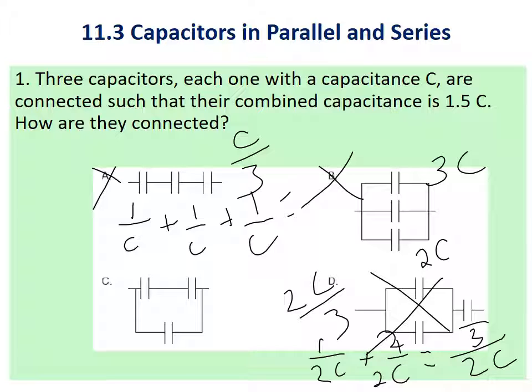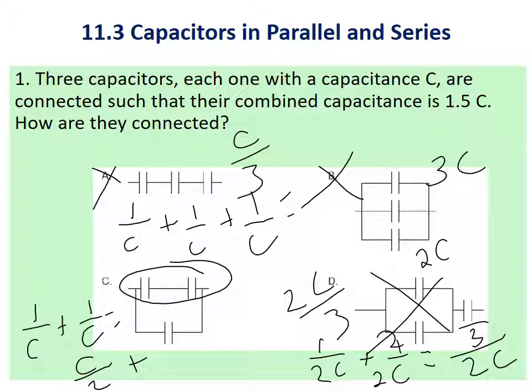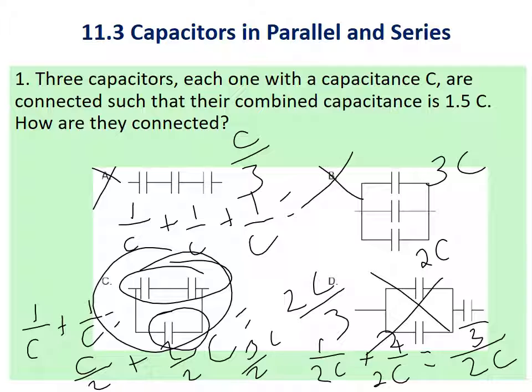Let's try this one. I have 2 capacitors in series, and they are in parallel with 1. So let's figure out the capacitance here. It is 1 over C plus 1 over C. That becomes C over 2, plus this extra branch, which is in parallel. So C over 2 plus C gives me 3/2 C. Choice C is the correct value.